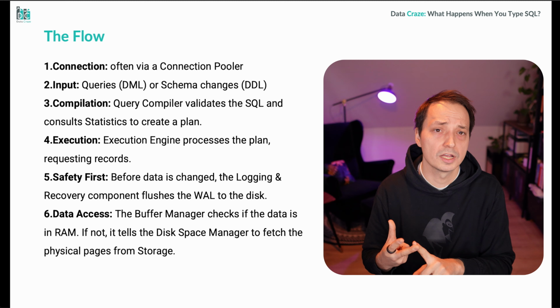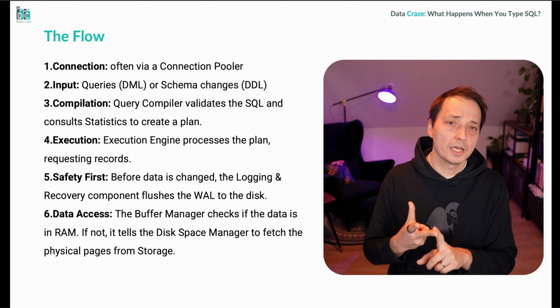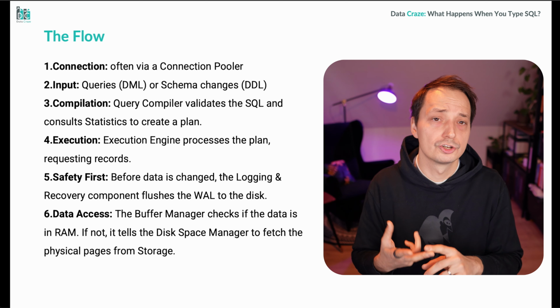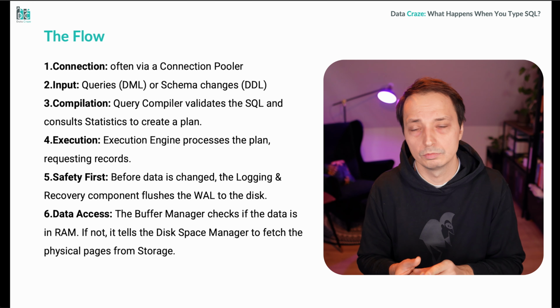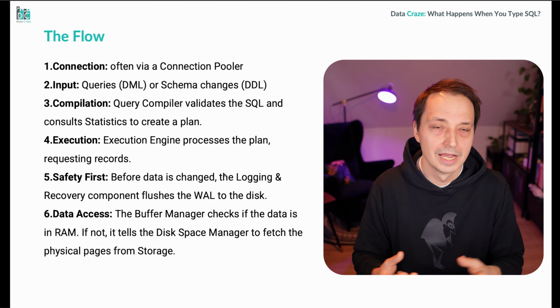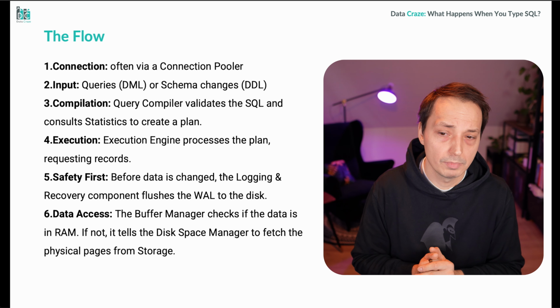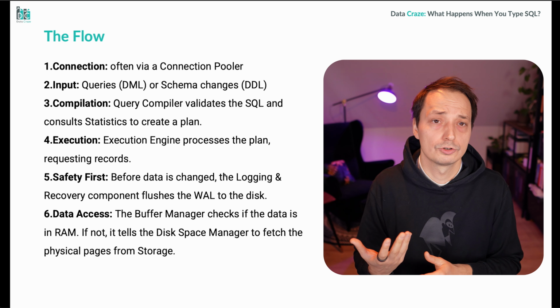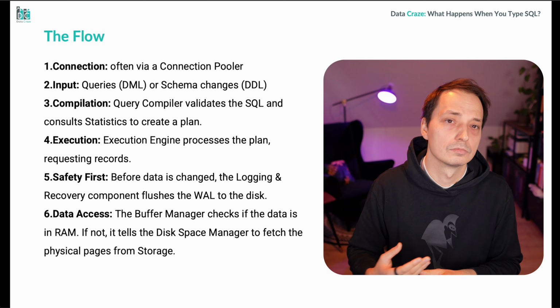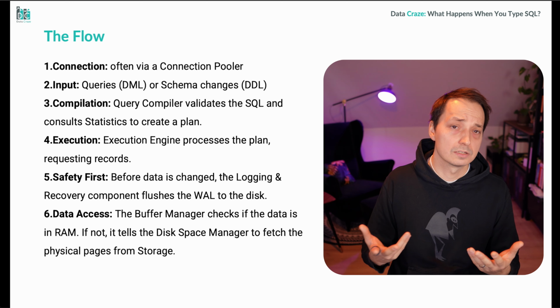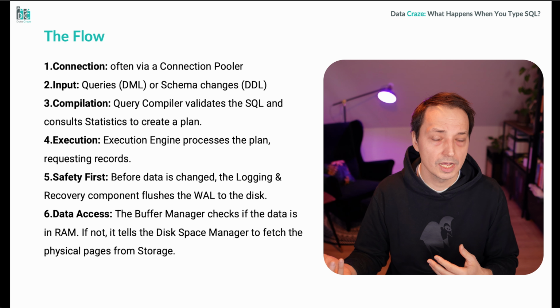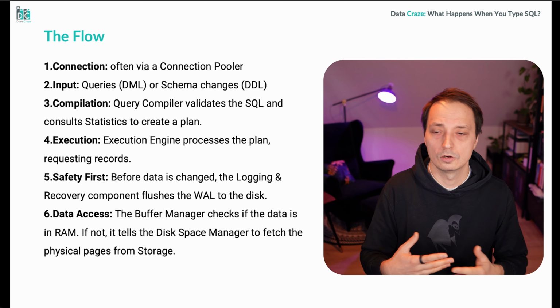Third one is the compilation. The query compiler checks your queries, your DDL, your general SQL, and also gathers statistics to create a query plan. This query plan is then sent for execution by the execution engine. The execution engine processes the plan, taking into consideration all of the things mentioned in the plan. So for instance, use an index or use parallel workers or whatever else, right?